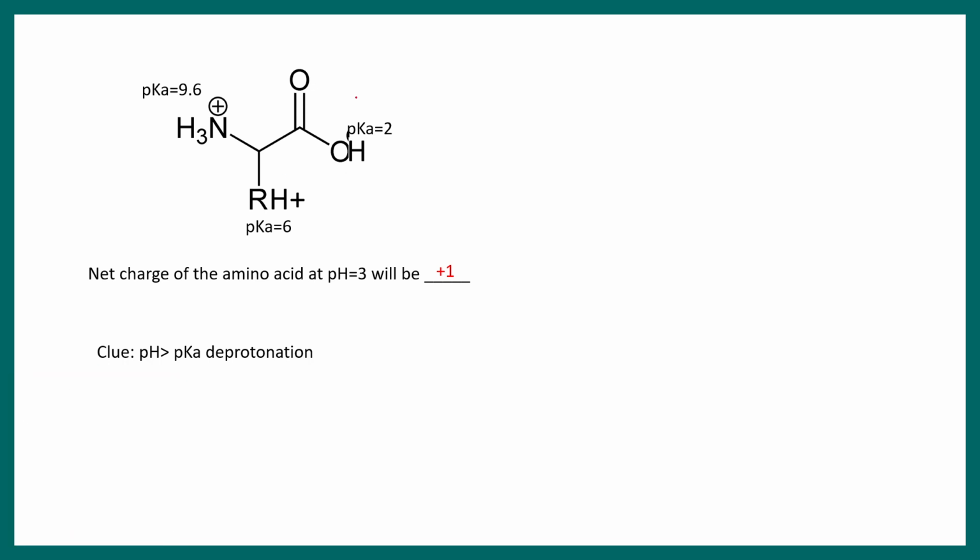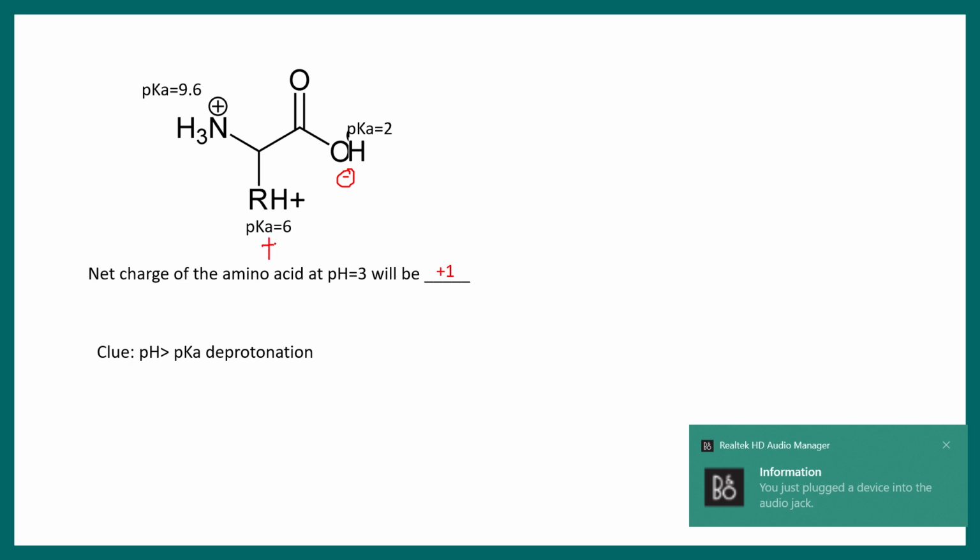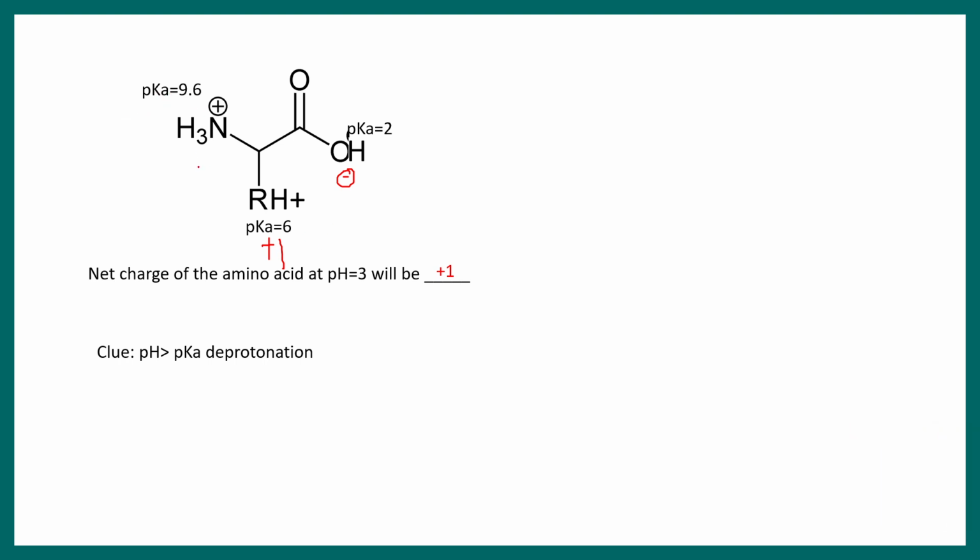So here at this particular group, the pH is 3, which is greater than the pKa, so it would be deprotonated and there would be a negative charge. Here the pH is lesser than 6, so it would remain protonated, right? So here the charge is +1, and also pH is 3, which is lesser than the pKa, so it would remain in a protonated state. So overall we see 2 positive charges and 1 negative charge, so overall there would be 1 positive charge. Now you can try this one. Net charge of the amino acid at pH 7 will be.